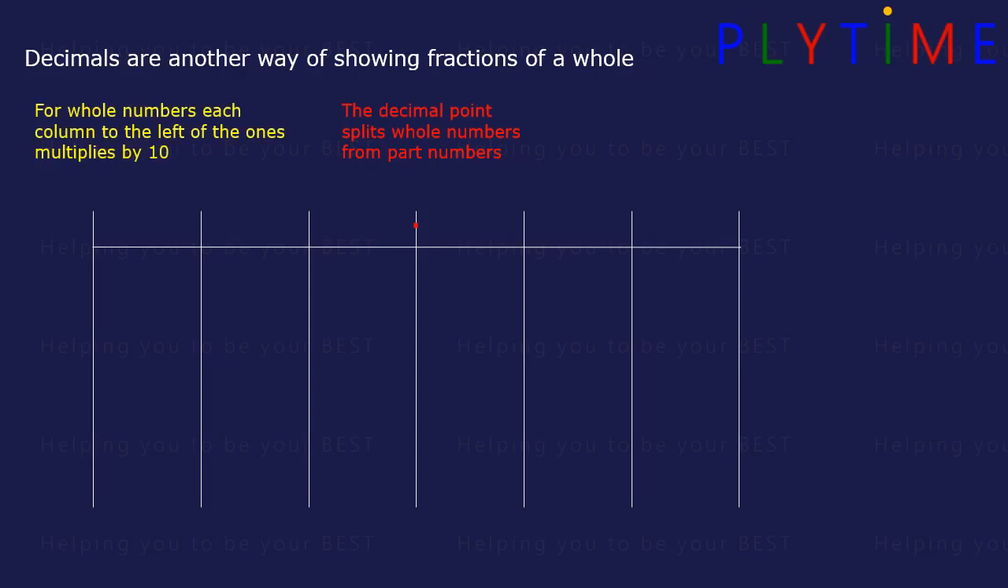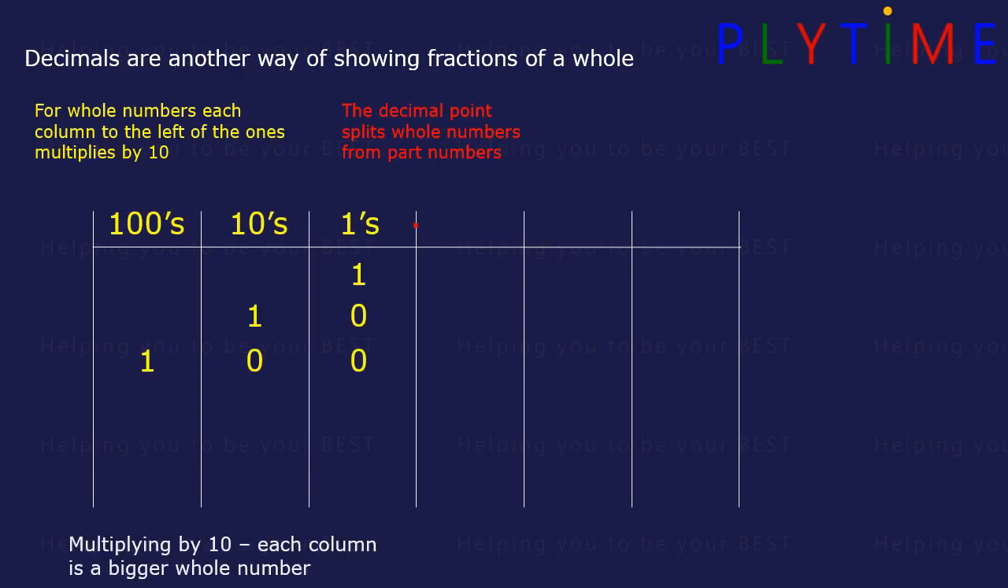For whole numbers, each column to the left of the ones multiplies by 10. So we have ones, tens, and then hundreds column. 1, 10, and 100. Multiplying by 10, each column is a bigger whole number.